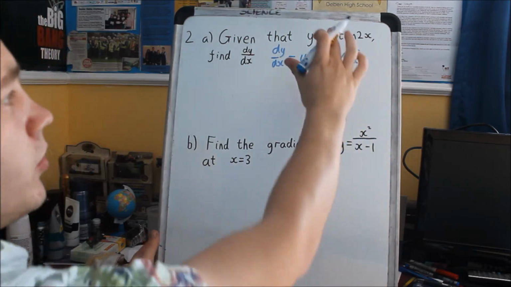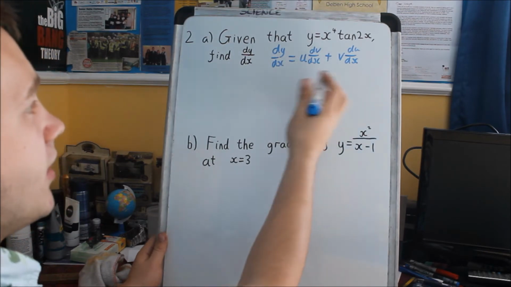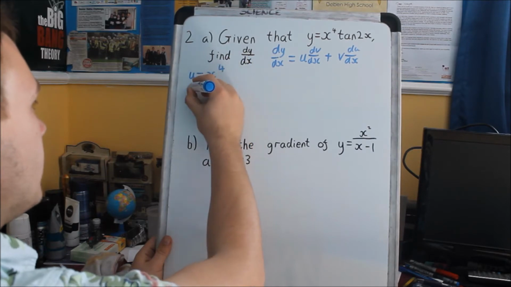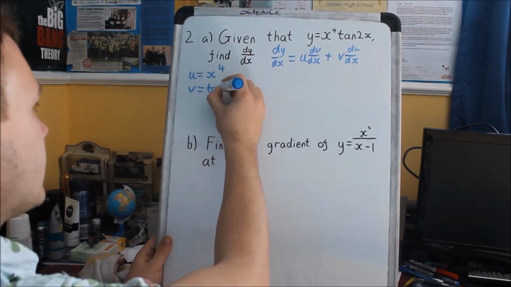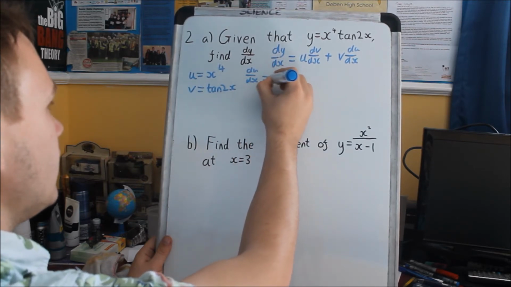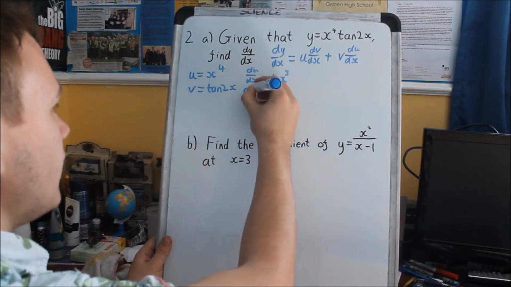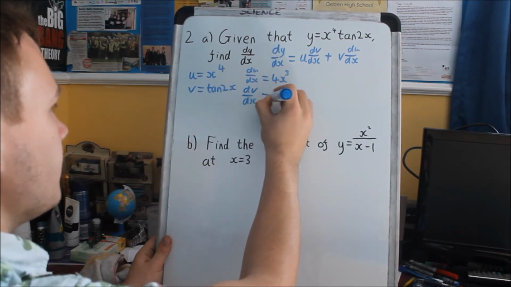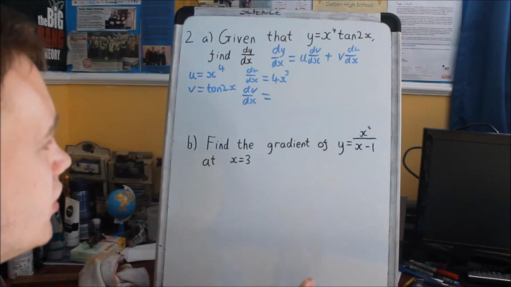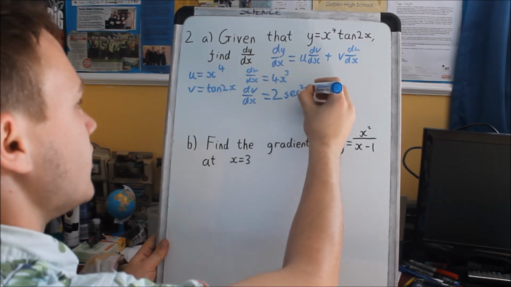And it doesn't matter which of the two of the products we let be our u and which we let be our v, it will be the same either way, but I'm going to say u equals x to the power of 4, so therefore our v is the other one, tan 2x. We differentiate both to get du by dx equals 4x cubed from our simple core 1 differentiation, but then dv by dx is a little bit trickier. Now differentiating tan x gets sec squared x, so differentiating tan 2x gets 2 sec squared 2x.